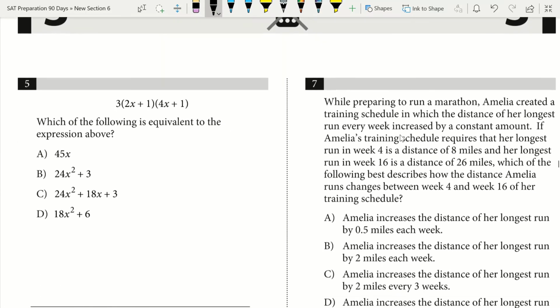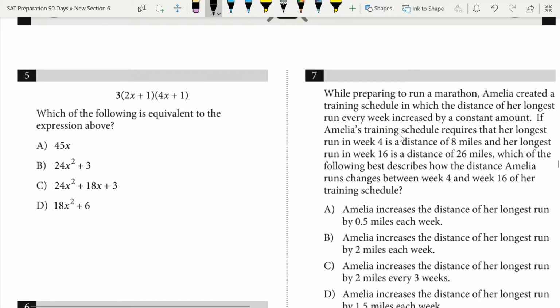All right, question 5. Which of the following is equivalent to the expression above? Okay, so this one there's going to be a little bit of a trick that we talked about yesterday, but if you don't have it in from yesterday, make sure you put it in your notes.